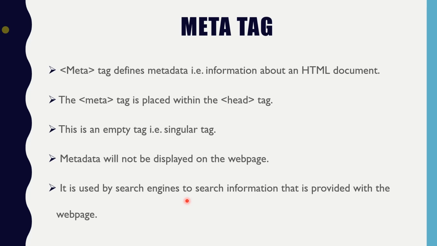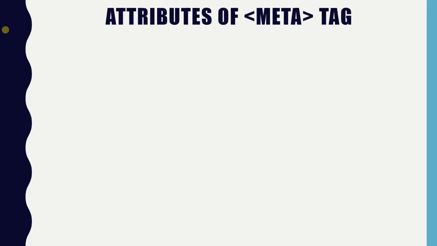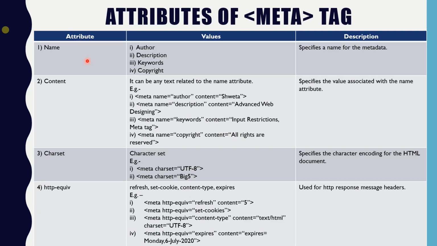Now let us see the attributes of meta tag. So this is the list of all the attributes of meta tag. These are the values of meta tag and this is the description of meta tag. So let us start one by one. First one, name. Name has four values: author, description, keywords and copyright. It says that it is a name for the metadata. So these are the names which you give to the metadata.